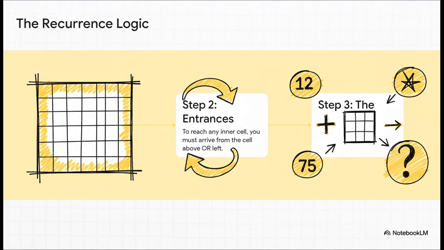And the logic here is actually super intuitive once you see it. Think about the top edge. To get to any of those squares, you have to come from the left, right? There's only one way. Just keep moving right. So every spot on the top row gets a 1. Same for the first column. You can only move down, so they all get a 1.